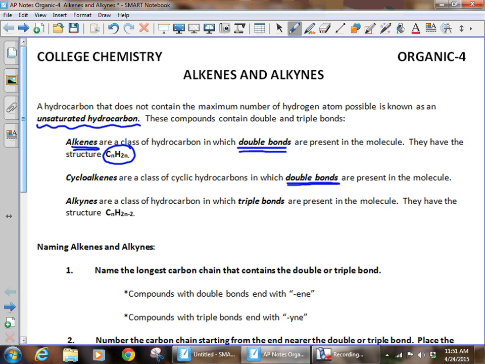Alkynes are a class that has triple bonds in the molecule. We can get their structural formula by taking CnH2n minus 2. So once you know the carbons, you simply multiply that by 2 and then subtract 2 to get the number of hydrogens it would have.